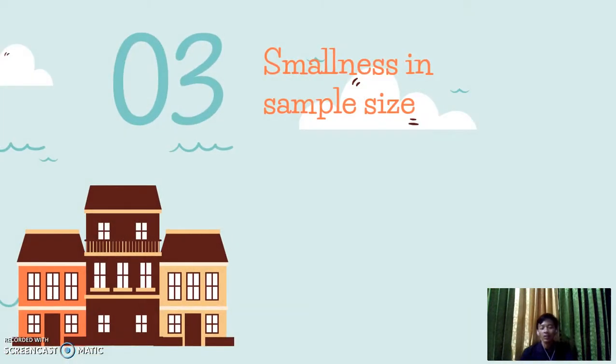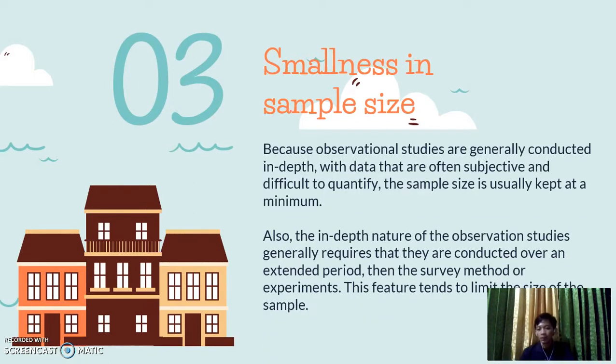Third is smallness in sample size. Because observational studies are generally conducted in depth with data that are often subjective and difficult to quantify, the sample is usually kept at a minimum. Also, the deep nature of observation studies generally requires that they are conducted over a longer period than the survey method or experiment. These features tend to limit the size of the sample.